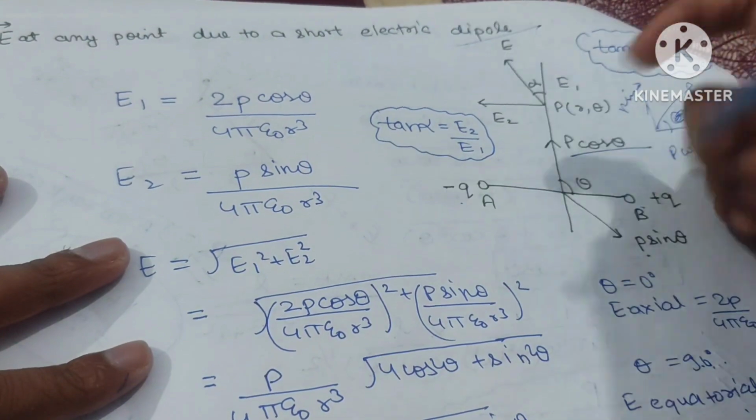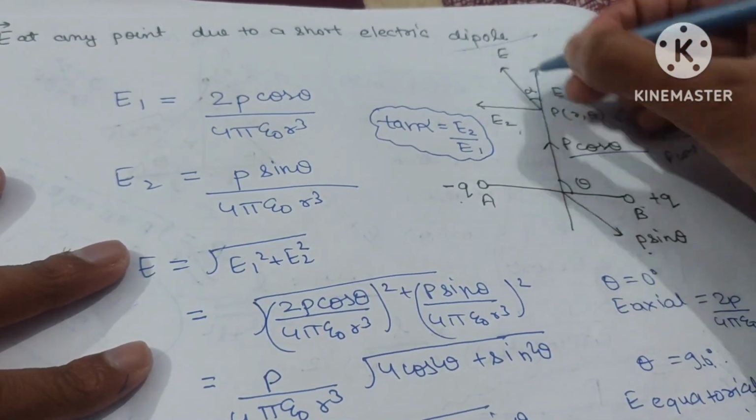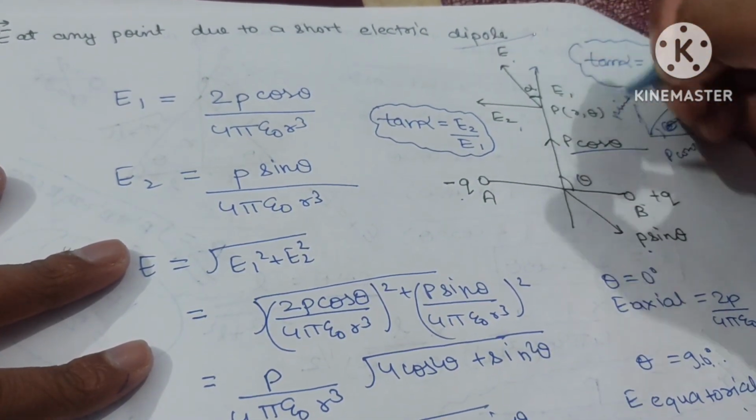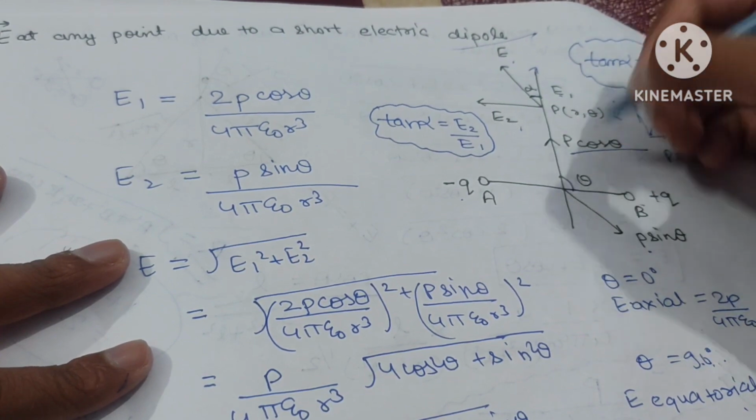If we take alpha here, it is the component of E1 and E2, and it is E, and here is a different angle from theta, which is alpha.